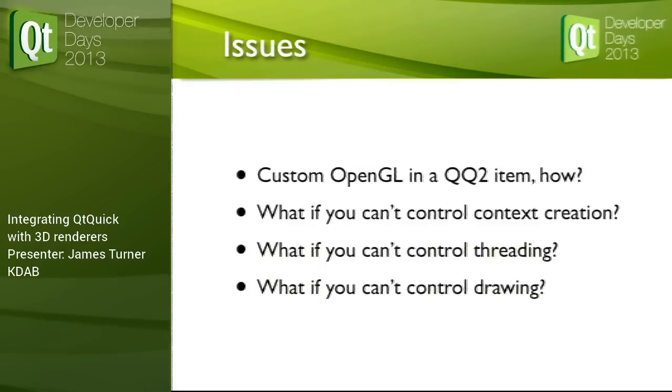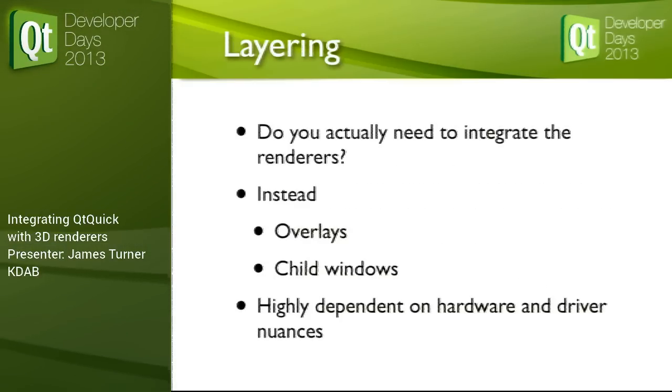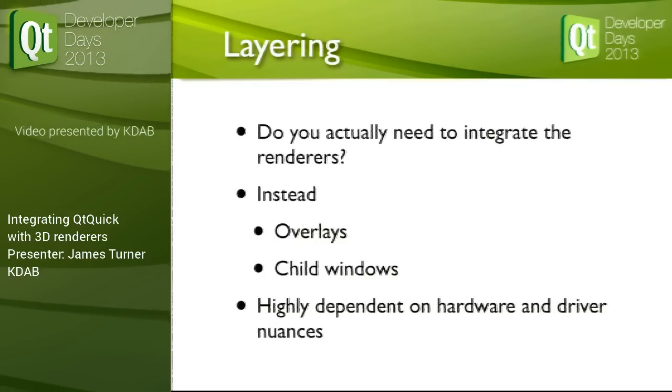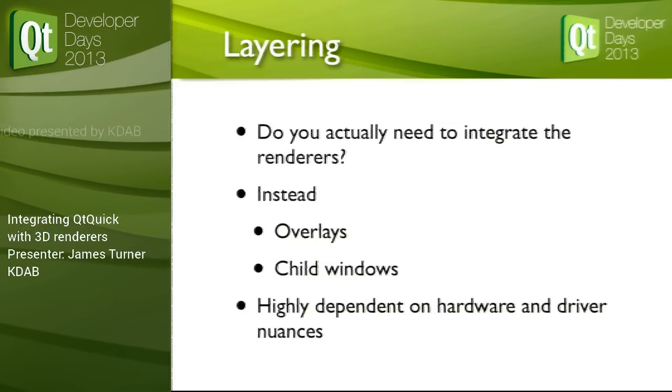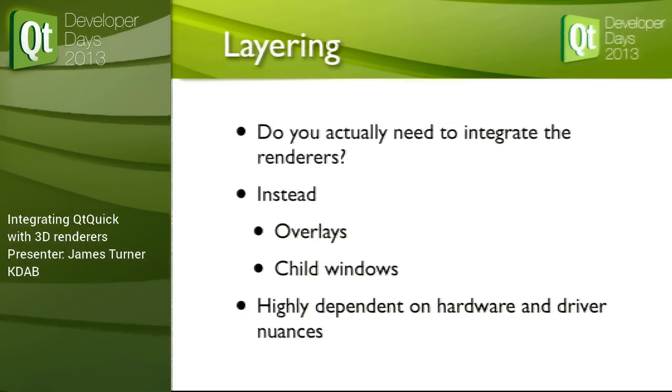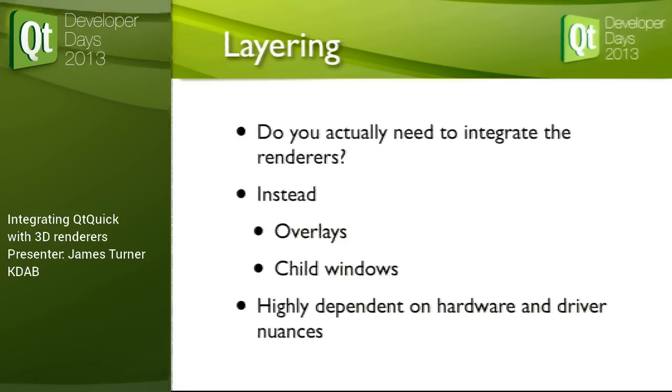So before we go any further with the complex things, we should briefly talk about layering. Maybe you don't need to integrate two renderers at all. Maybe you can just visually overlay them. And this often works better on embedded systems because they often have hardware support for it. Maybe you can simply have almost two distinct renderers which are visually combined on the screen using hardware overlays or potentially child windows. This, unfortunately, is totally dependent on hardware nuances and, for example, will be different on XCB versus Wayland and how composition is handled.